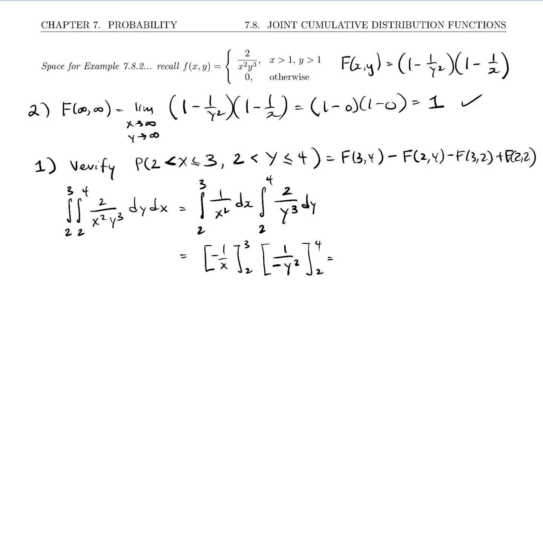If we plug these in, on this side we have minus 1/3 plus 1/2, times on this side minus 1/16 plus 1/4. This gives 2/6, 3/6, so 1/6, times 4/16 minus 1/16, which is 3/16. Simplifying, the 3's cancel and I get 1/32. So our actual probability from first principles is 1/32.